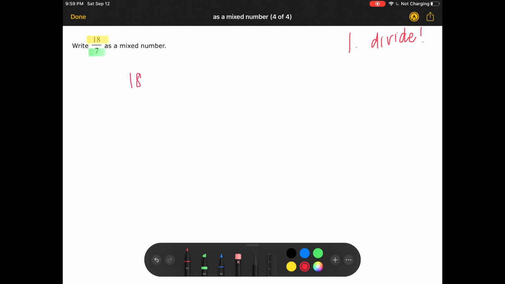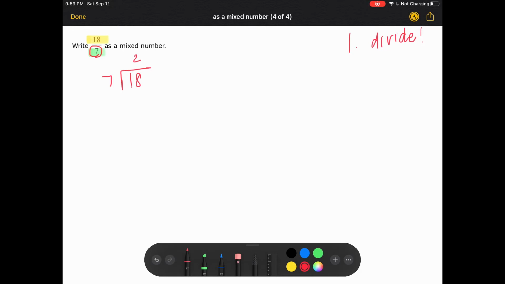So to do this, I'm going to say 18 is my numerator, and that is going to go in my house, as some people say. And my 7 is going to go outside. The rationale behind this is that 7 is how many it takes to make one whole. So you're going to ask, how many groups of 7 can I find? Okay, so I'm going to divide this.